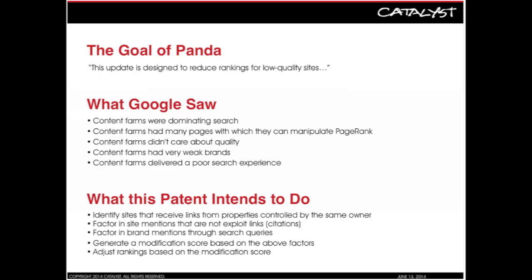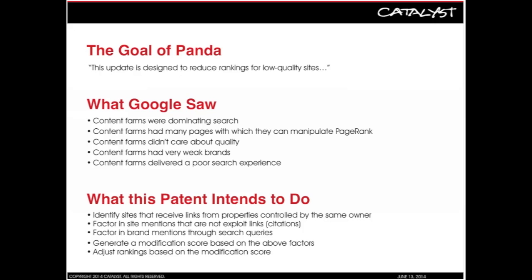These content farms also had really weak brands, and Google saw that as a problem, because content farms that don't have any branding don't have the trust factor that a lot of the more respectable websites had. And then lastly, there was a really poor search experience from people landing on one of these content farms, finding a really thin, poor answer, and then having to go back and search for another solution.